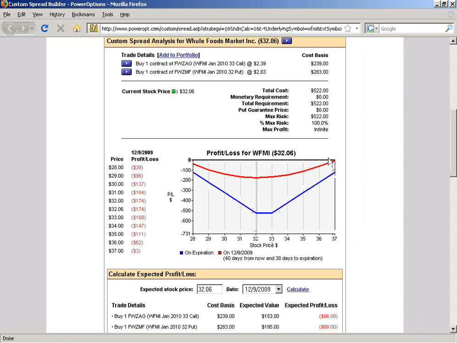as you can see, the total income, the total ask price for both options is about $522 or $5.22 per share. The stock right now is at 32. To get my break even, I add 522.